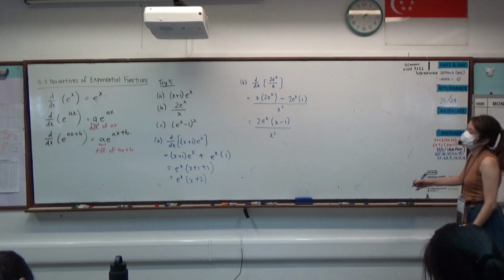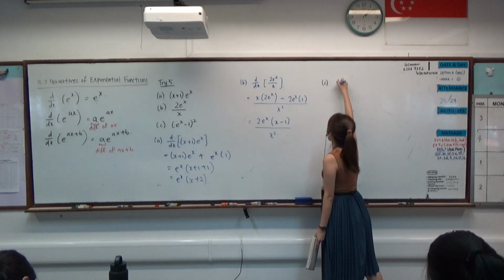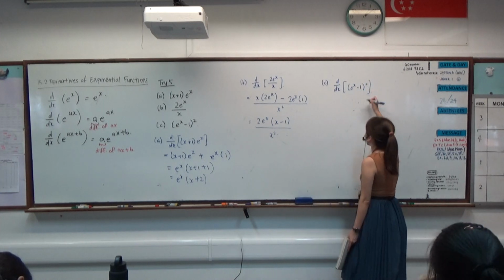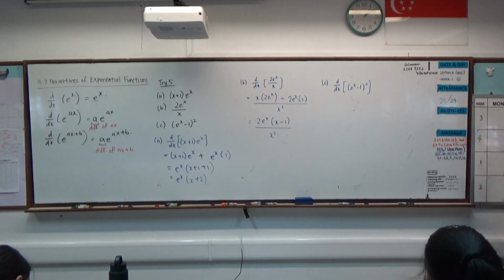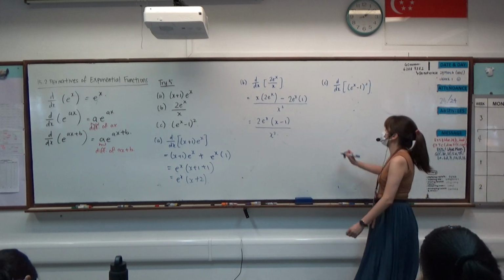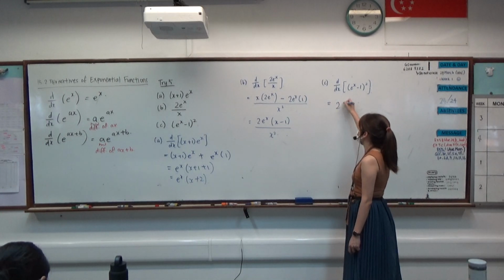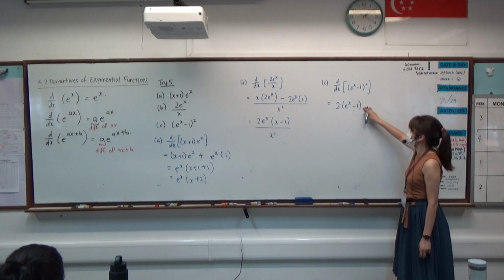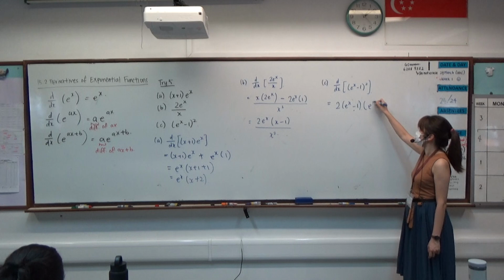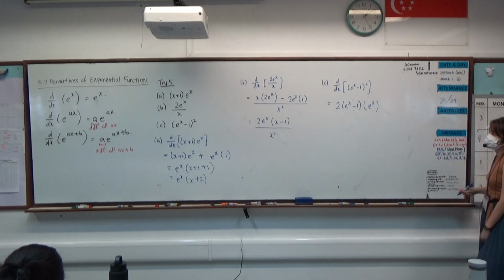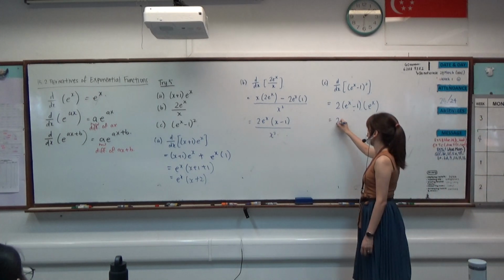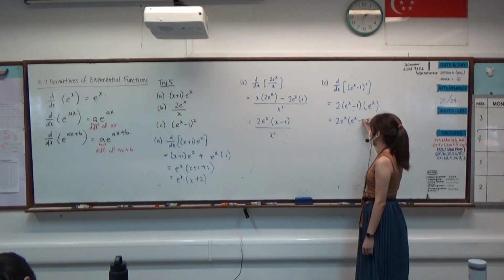And then part C, differentiate e to the power of x minus 1 squared. Your chain rule applies. Bring down the power, power minus 1. Differentiate inside. e to the power of x maintains, minus 1 becomes 0. You may choose to write it in this manner.